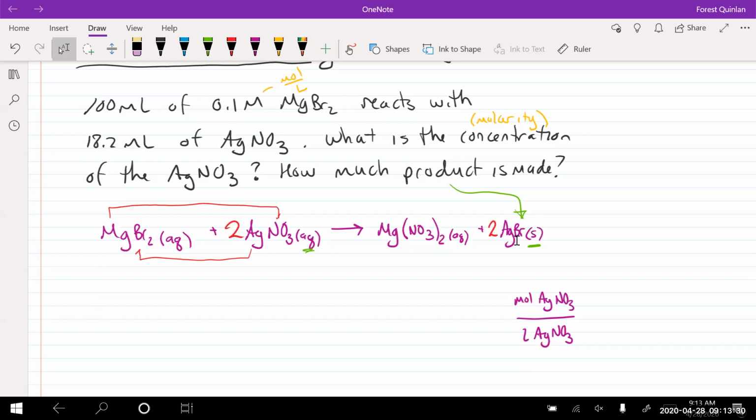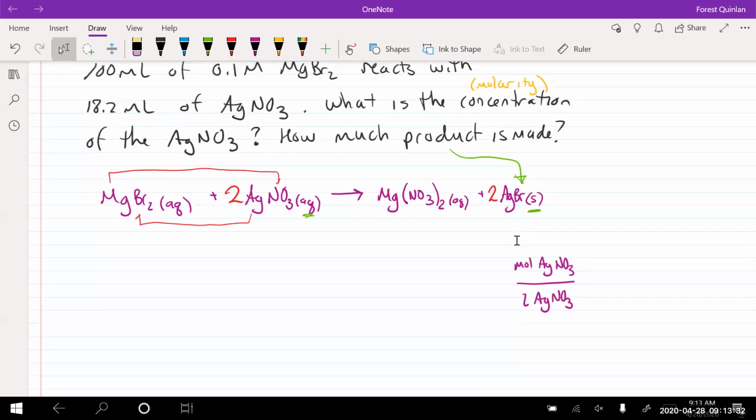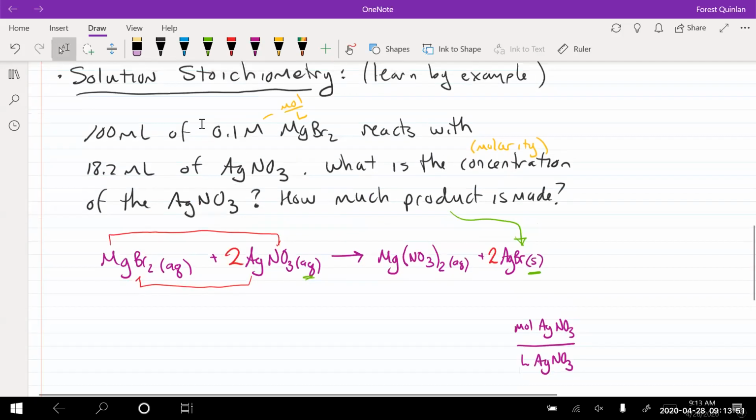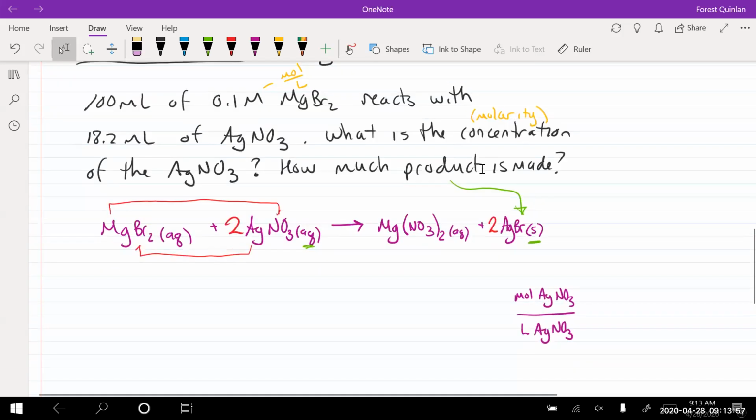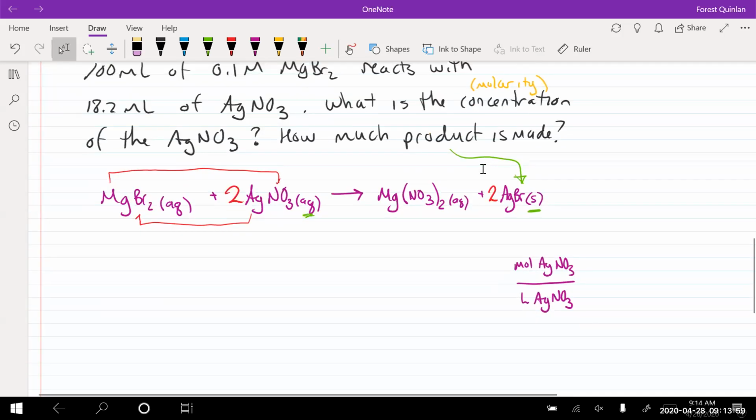So we are looking for this moles of silver nitrate per liter of silver nitrate. Let me make sure that looks like an L instead of a 2. Oops. And let's make that purple. And so when I look at this moles over liters for the silver nitrate right here, I say, hey, is there anything up there that looks like moles per liter in my problem? And right there, my MgBr2 has a molarity.